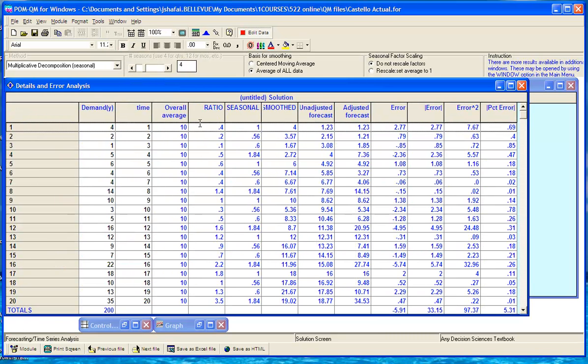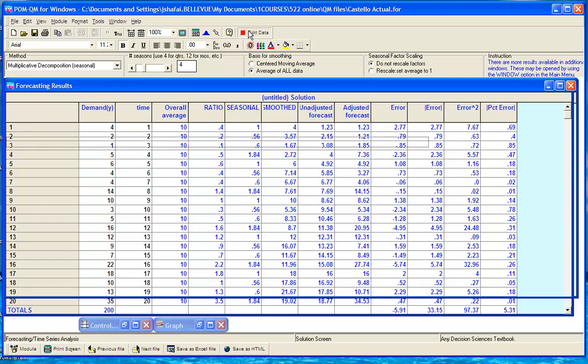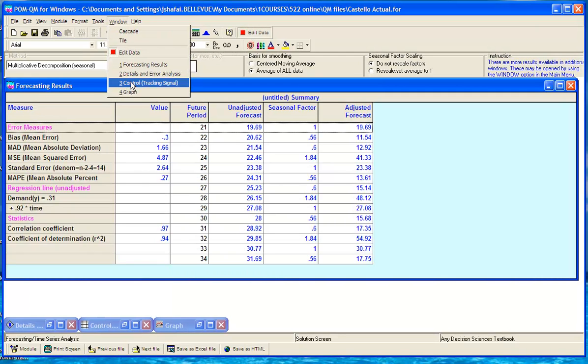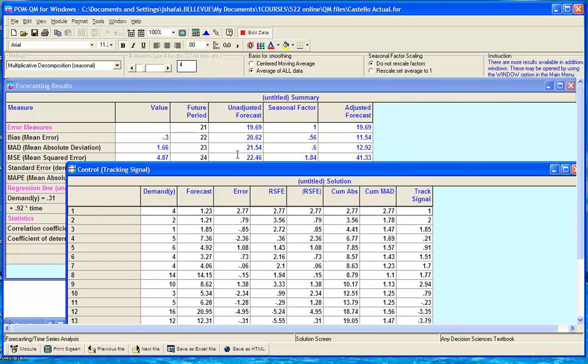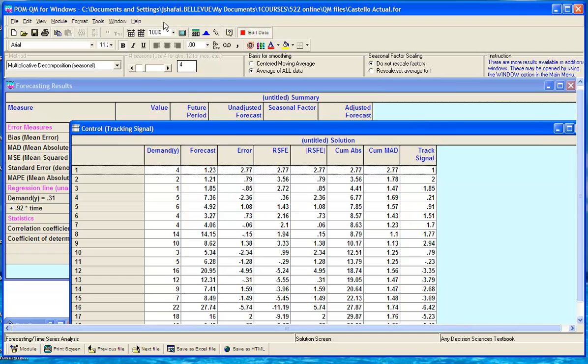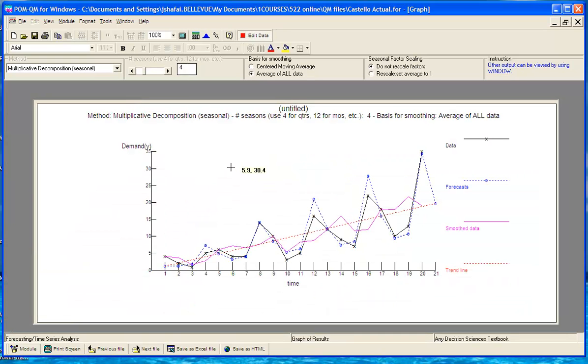So you can go through this. Essentially, in prior videos that I've shown you, I've told you how all of these error, absolute error, error squared, and absolute percent errors are calculated. So we're not going to go through that. The next window is tracking. It reports the details of the tracking signal calculation. And finally, the last window is the graph for this problem.